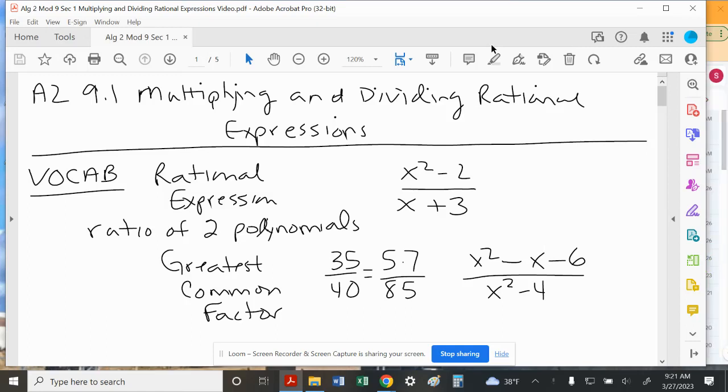9.1, and we're going to be looking at multiplying and dividing rational expressions. So first thing we're going to go into is the vocabulary. In the vocabulary, we have a couple of terms that you may or may not have seen before. The first one is rational expressions. And a rational expression is just a ratio of two polynomials.